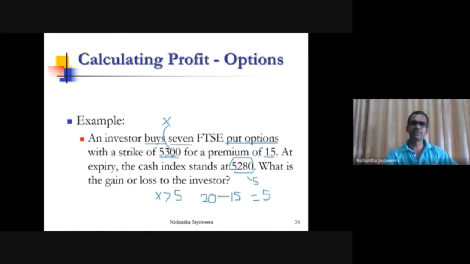You bought 7 contracts. Value of an index point is 10. So your profit is 5 into 7 into 10, 350.